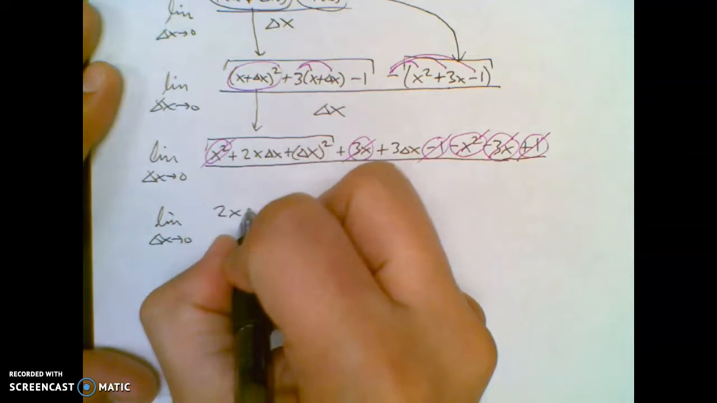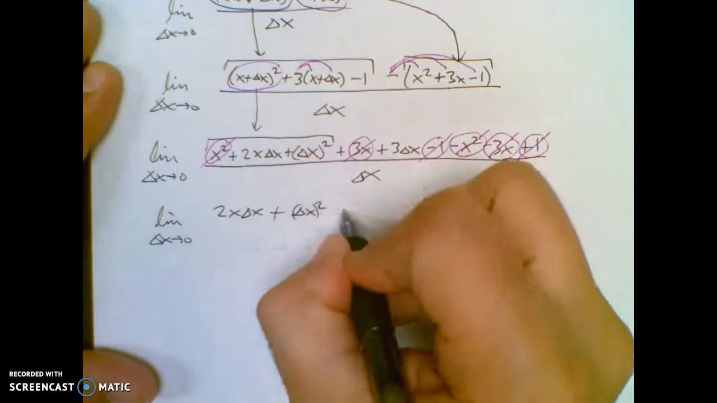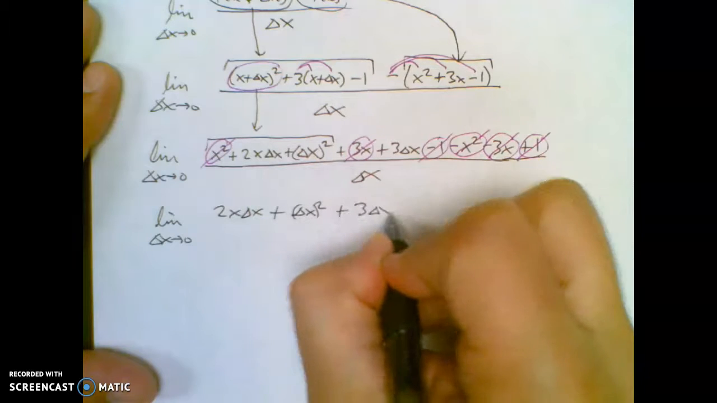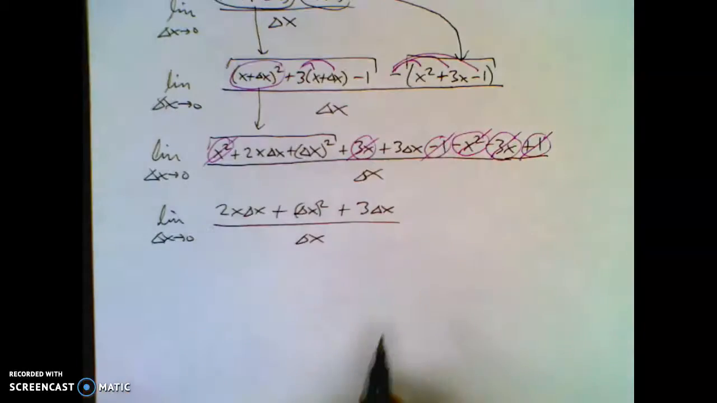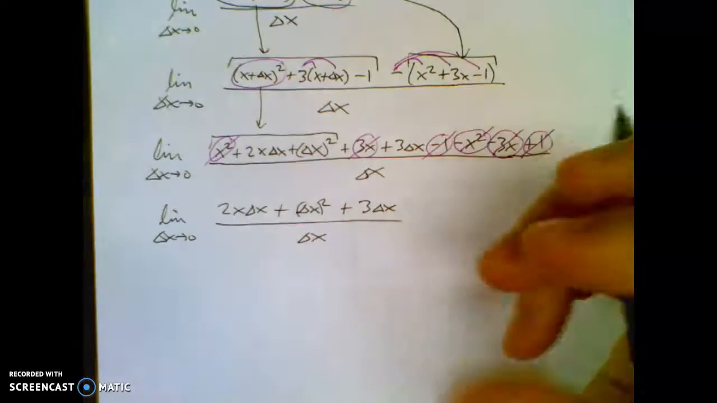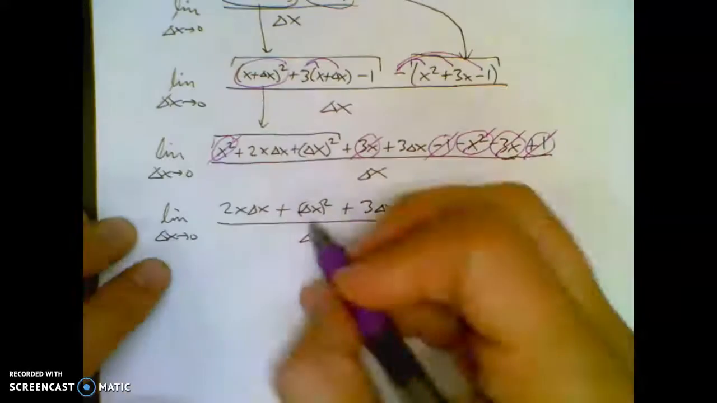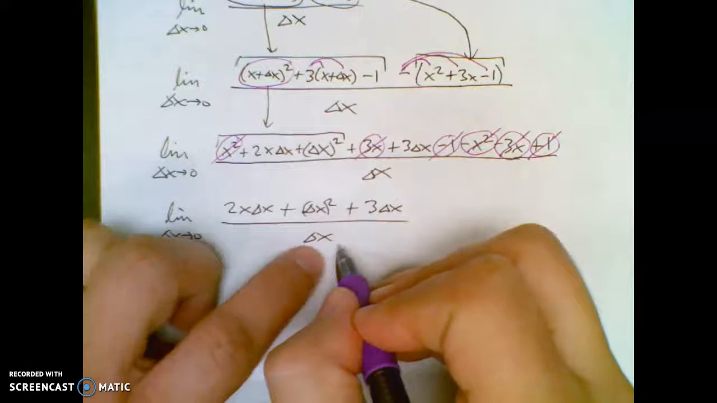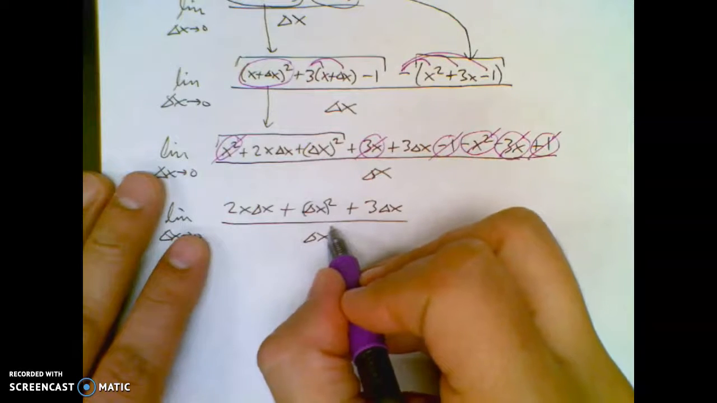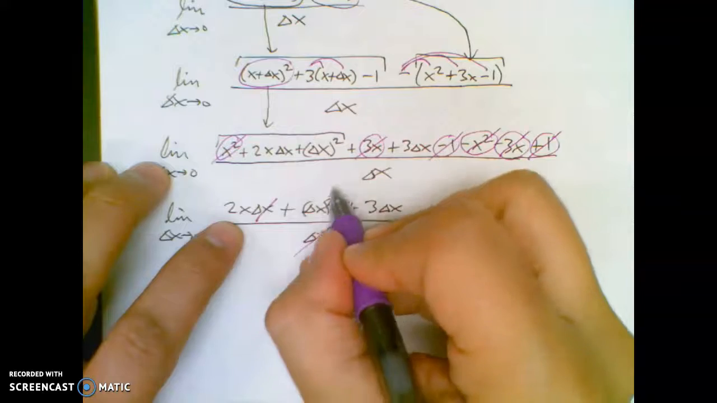Now, what's left? 2x delta x, a delta x squared, a 3 delta x. What you should notice, and it's a good thing, is that everything you have left has a delta x in it. That is a great thing, because my last step, since it made 0 over 0 this whole time, is to divide each piece by delta x. So I'm killing off a delta x on bottom, and I'm killing off 1 delta x from each of the terms.